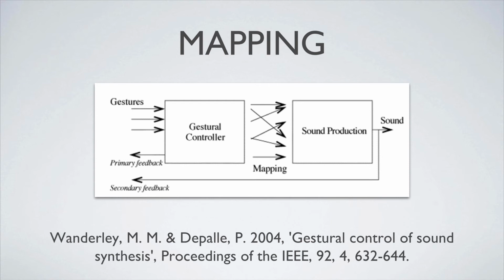Here's a simple idea about how we can map data. So we have gestures that go into a gestural controller, which understands the gestures and turns them into numbers that represent the gestures. So you might be looking for things like overall movement in the gesture, or whether the gesture is moving up or down overall.